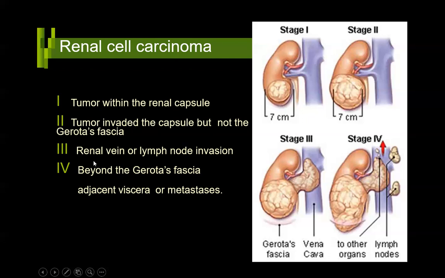So the easy way to remember it: if it's confined in the kidney, it hasn't gone beyond the capsule, it's stage 1. If it is going beyond the contours but limited by the fascia, that is the Gerota's fascia, then it is stage 2. If there is renal vein invasion, IVC invasion, or lymphadenopathy, then it is stage 3. And obviously stage 4 is going to be when it is advanced. So that means it has either gone to other viscera, or it has gone beyond the Gerota's fascia. Okay, clear on this?